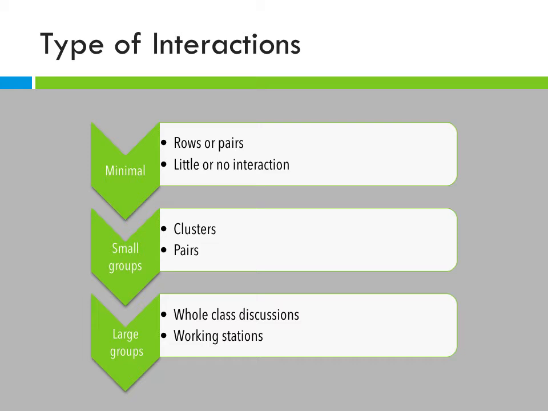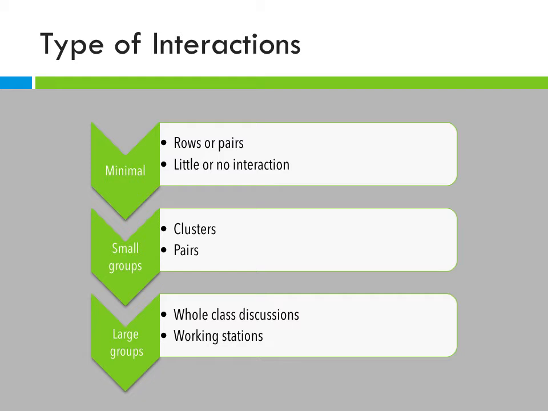The last element that we need to look at is the type of interactions. And as the teacher, you need to decide how you would like your learners to interact in your classroom with you and with their fellow peers. And this will most definitely influence how you will design or arrange your classroom.